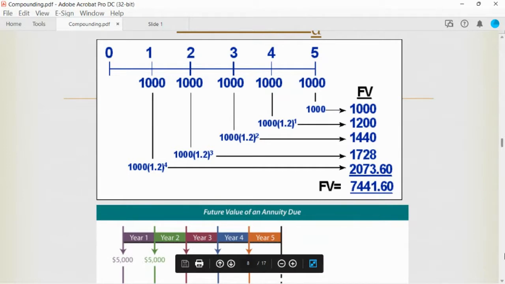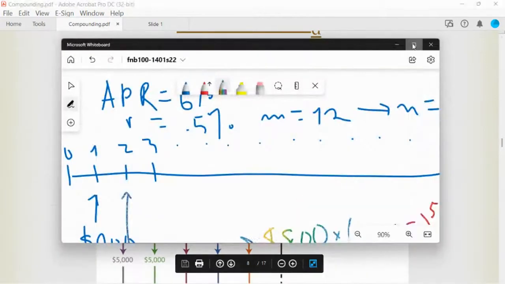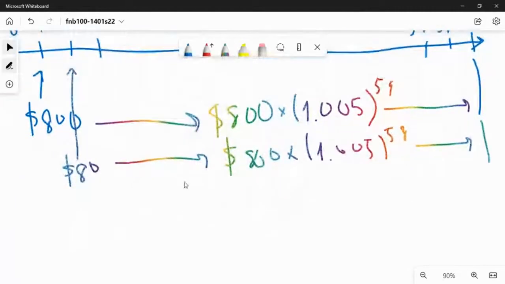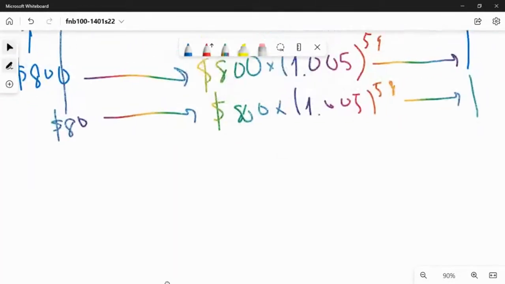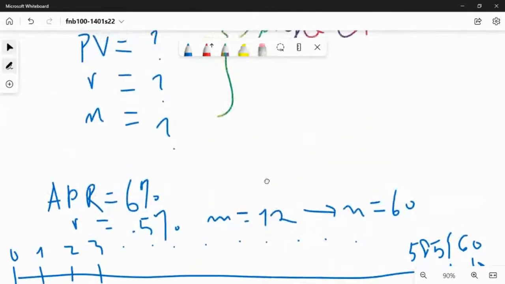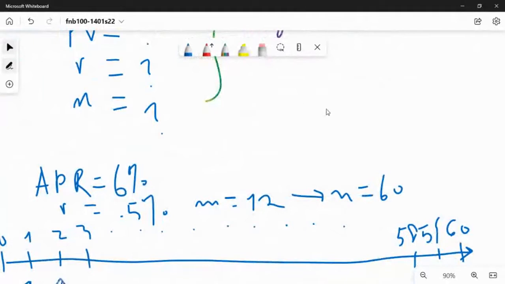Okay, so our question then, you understand it's going to work pretty much in the same way. The only thing is that we cannot really do it like this because it's going to take forever, right? It's not undoable, but it's just too tedious to do this. So there's got to be a way to simplify this.